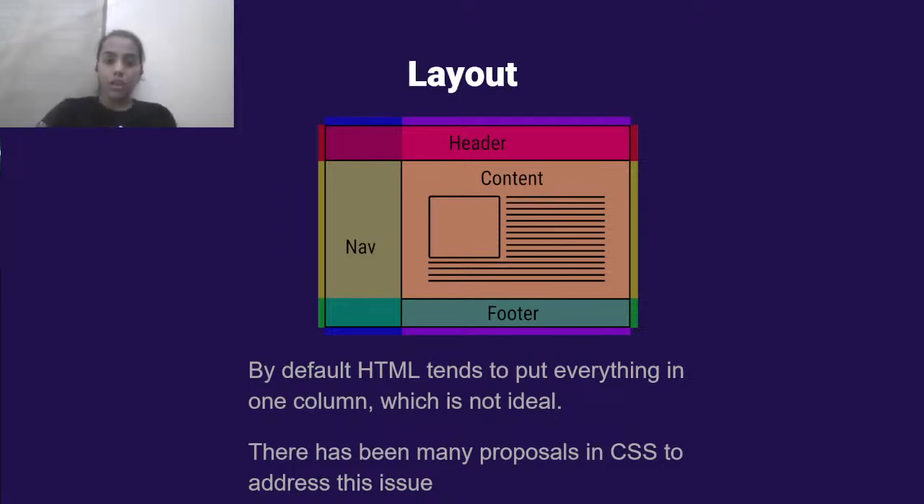So now moving on from selectors, one of the hardest parts of CSS is constructing the layout of your website. The structure inside the video is what I mean by that. By default, HTML tends to put everything in one column, which is not ideal. There have been many proposals in CSS to address this issue, which is by having tables or fixed divs or flex or grids.